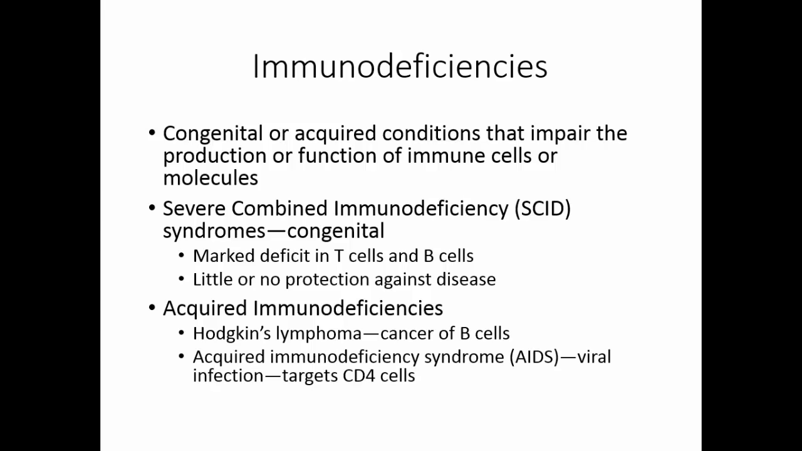Acquired immunodeficiency syndrome, or AIDS, is a viral infection. Here, the virus targets the CD4 cells. And without the CD4 cells, you really cannot mount any new attacks against foreign invading cells. Most people with AIDS die of infections that are viral, fungal, or cancerous in nature. People with AIDS will have their memory B cells, so they will have their antibodies from the past, but they won't be able to make new antibodies or new memory B cells.